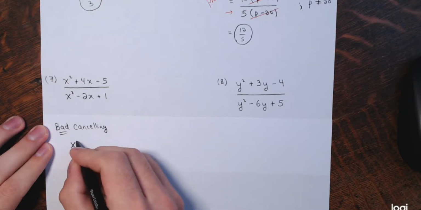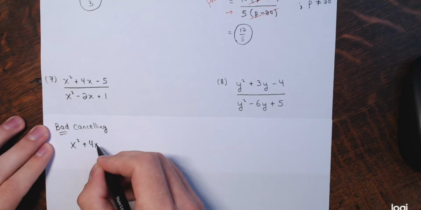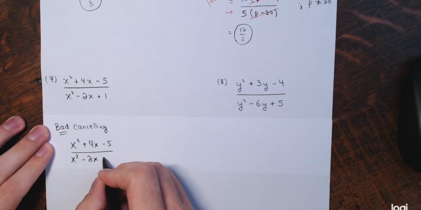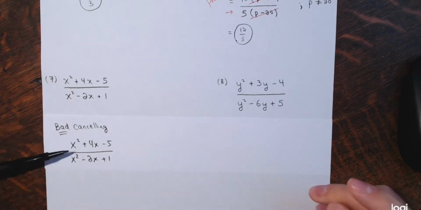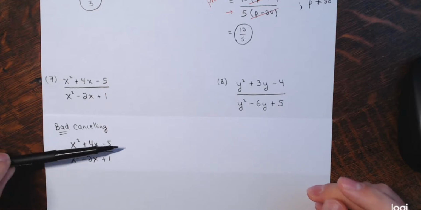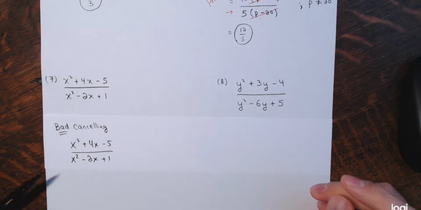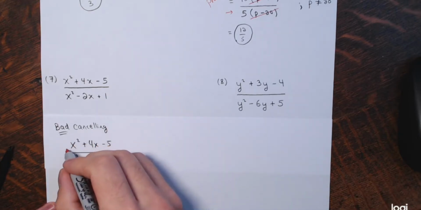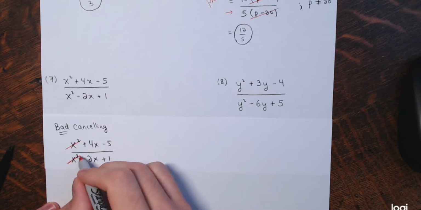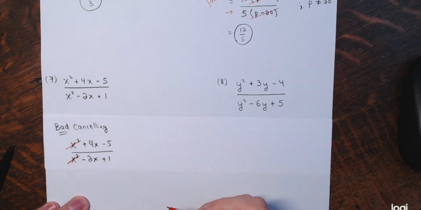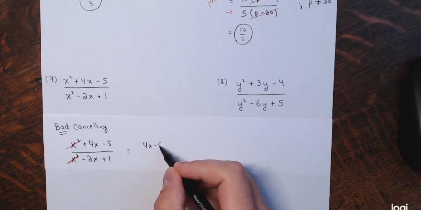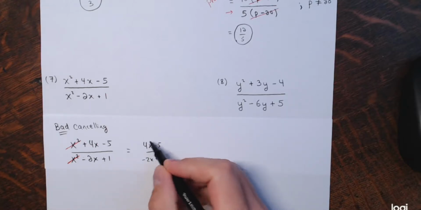We have x squared plus 4x minus 5 divided by x squared minus 2x plus 1. So you see how these are not products? These are not multiplication. This is addition and subtraction. And very often I see people do this. Oh, there's an x squared here, there's an x squared here in the denominator, I'll cancel those. And then they're saying, okay, this is now equal to 4x minus 5 divided by negative 2x plus 1, and they'll leave it like that.